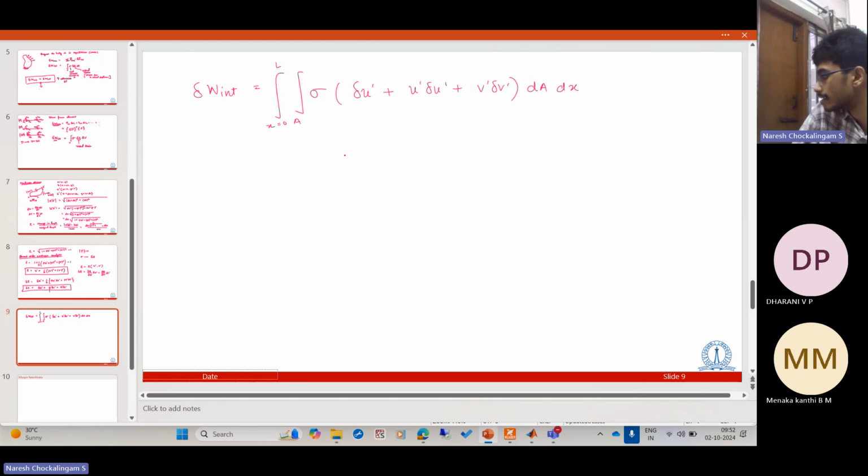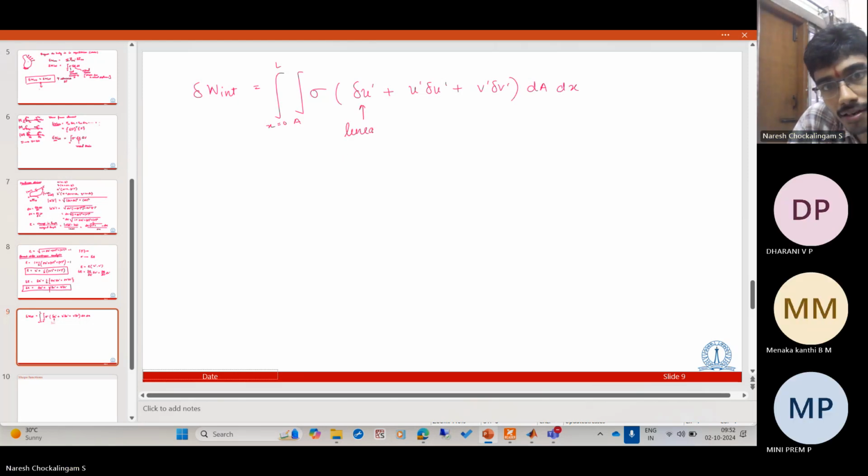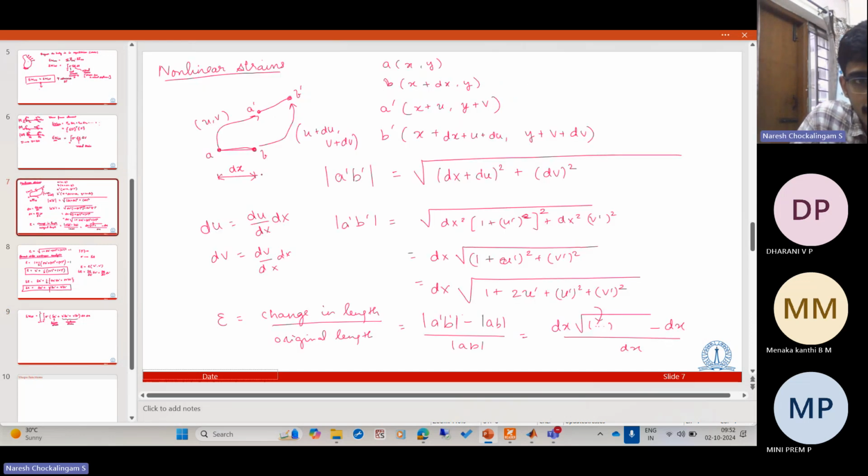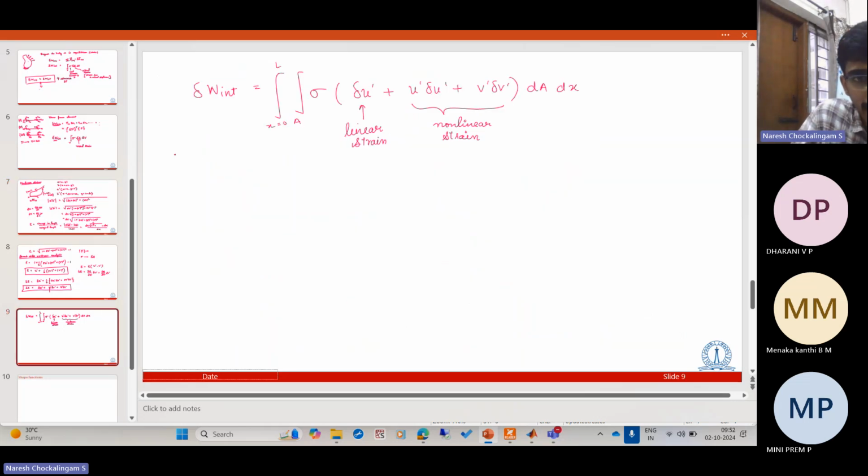Next, what do we do? So now, this part is called linear strain, and this is the nonlinear strain. Now if you recall what we considered here, this is just the stretching of one element, right? This is for one fiber. This is the stretching of one fiber. If we have bending, we also have the bending strain, right?